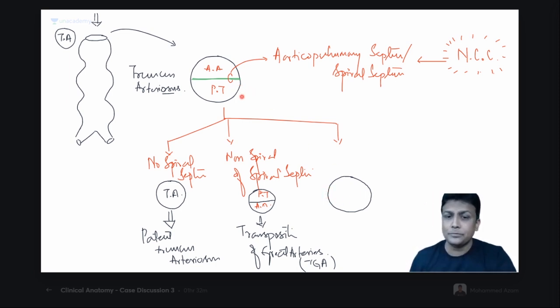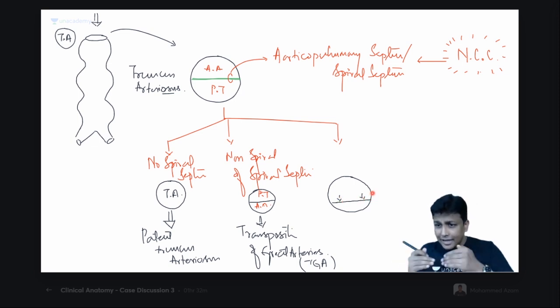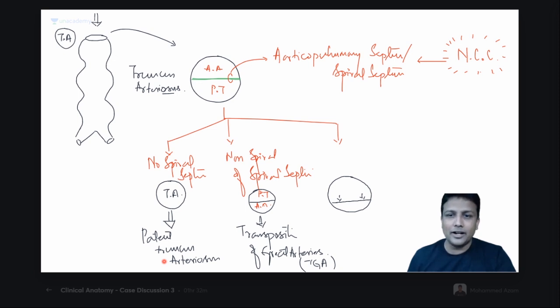Truncus arteriosus. Sir, is there a spiral septum formed? Yes, it is formed. But what is going to happen here? The spiral septum is not exactly in the middle here right now. There will be a little bit of anterior displacement; it will shift a little forward. There is an anterior displacement of the spiral septum. And because of this anterior displacement, what is going to happen? The pulmonary trunk is going to become very narrow. You can clearly see in the diagram. And the ascending aorta is becoming very much wider.